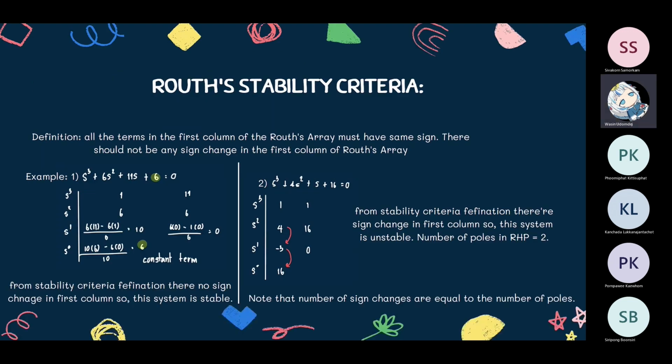Stability criteria definition: the terms in the first column of the Routh array must have the same sign. There shouldn't be any sign change in the first column of the Routh array.